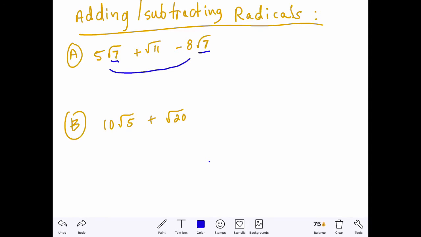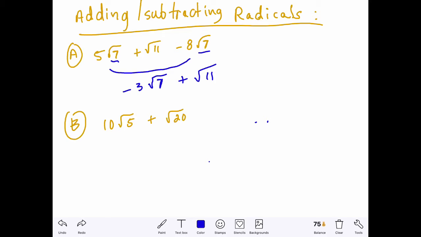So that's essentially 5 root 7 minus 8 root 7 would be negative 3 root 7. The root 7 acts as almost like a common denominator there. You don't actually do anything with the adding and subtracting there. You just add or subtract what's out front. So 5 minus 8 is negative 3 root 7. And then, of course, I still have my second term plus root 11.